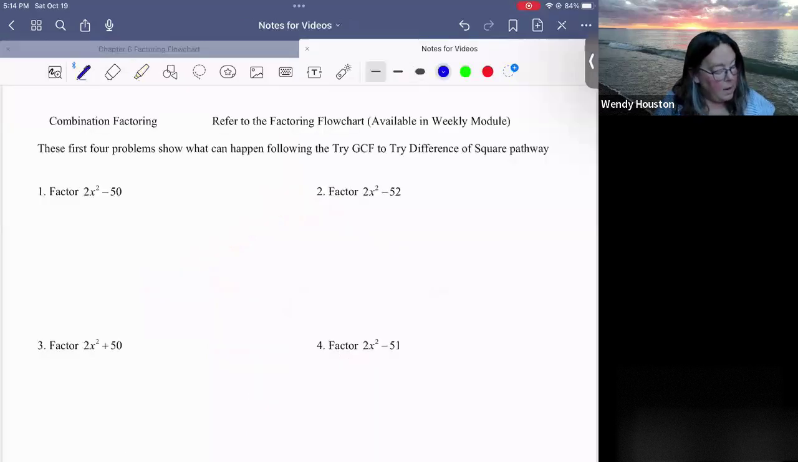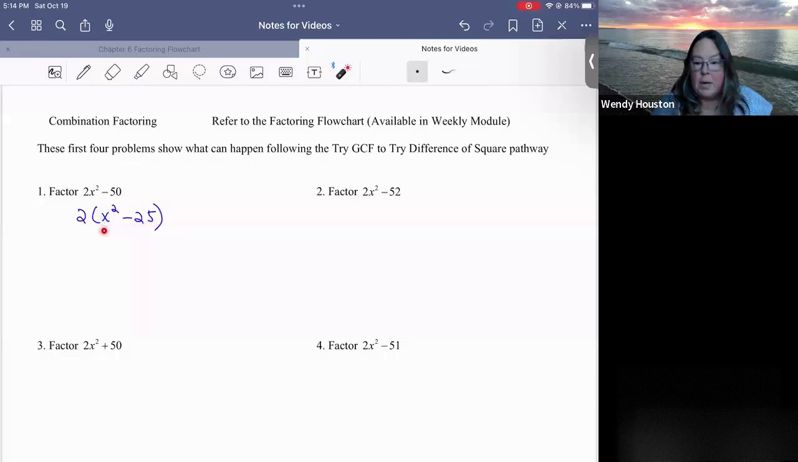So looking back at problem number one, starting out looking at a GCF, those are both even. So I see that I can factor a 2 out of there. That gives me 2 times x squared minus 25. I think of the GCF factoring as moving stuff out of the way, clearing stuff out so we can see the structure that's left here.